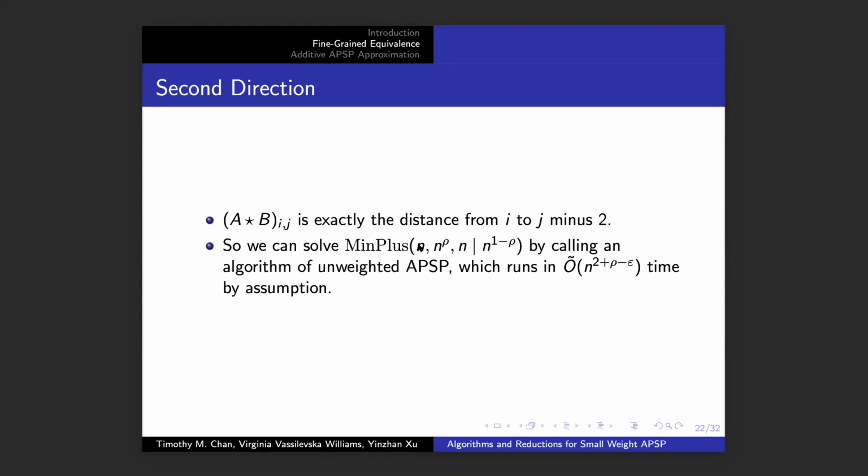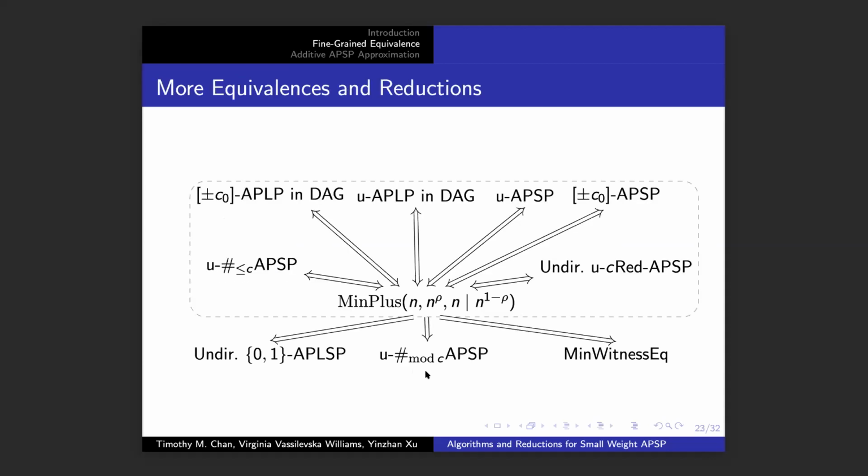And thus, if unweighted APSP can be computed faster, then so can the min-plus product of this form. Now, we prove our main equivalence, and we note that there are many other equivalences we can prove using similar ideas, and this results in all these problems in the rectangular setting being equivalent to each other. Also, using similar ideas, we can show some hardness results as well.